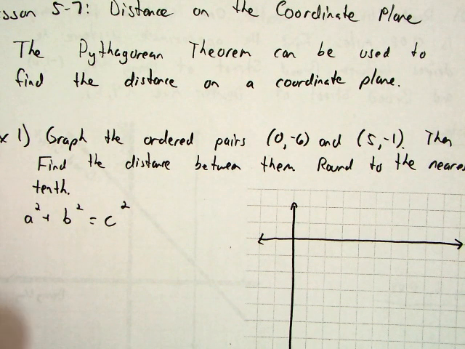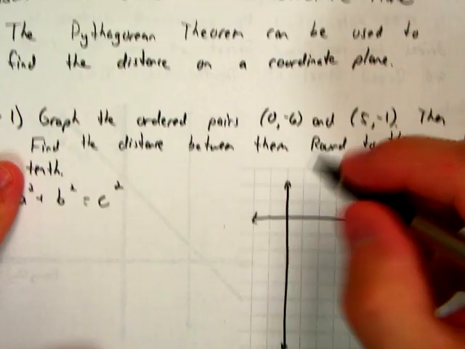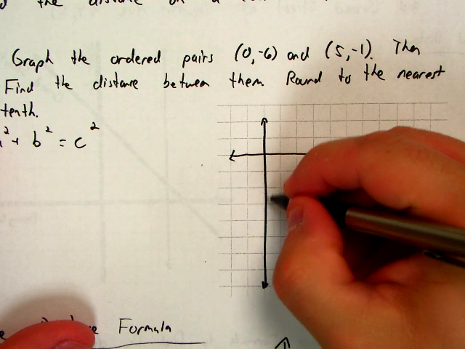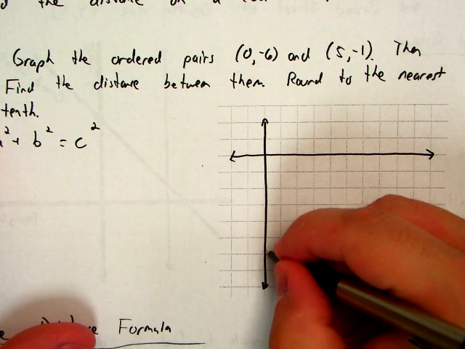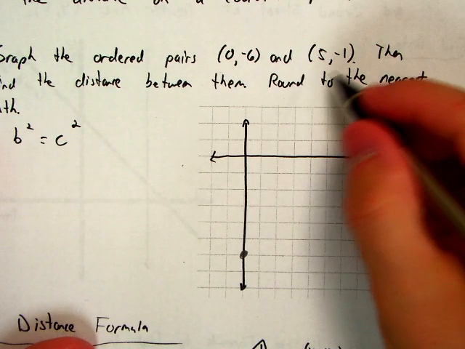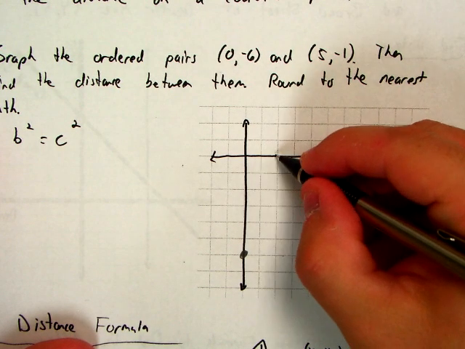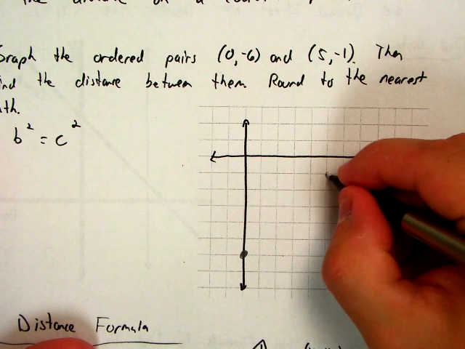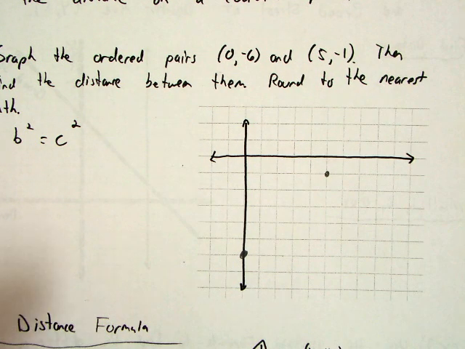Example 1, it says graph the ordered pairs (0, -6). So that's here, down 1, 2, 3, 4, 5, 6. So this is (0, -6). And then (5, -1) would go to the right 1, 2, 3, 4, 5. Down 1, and that's right here.